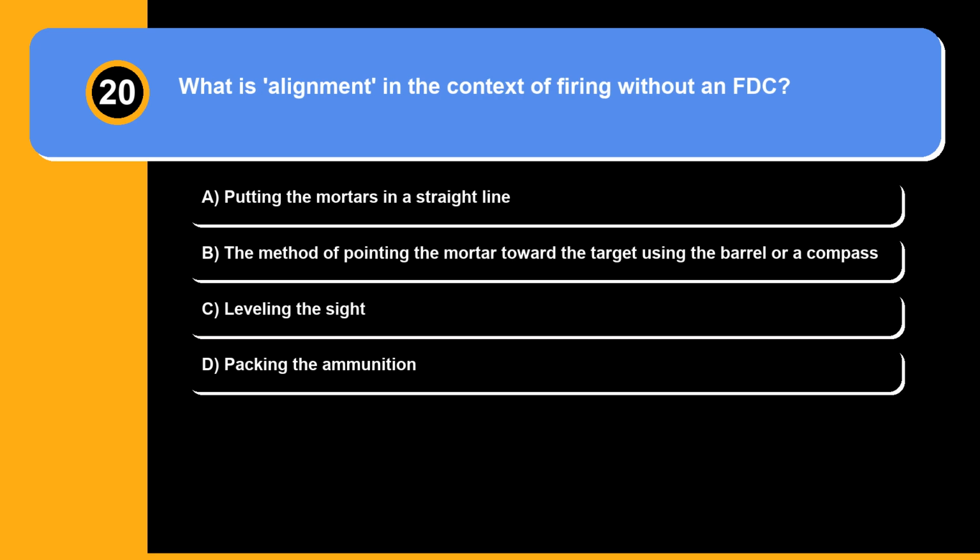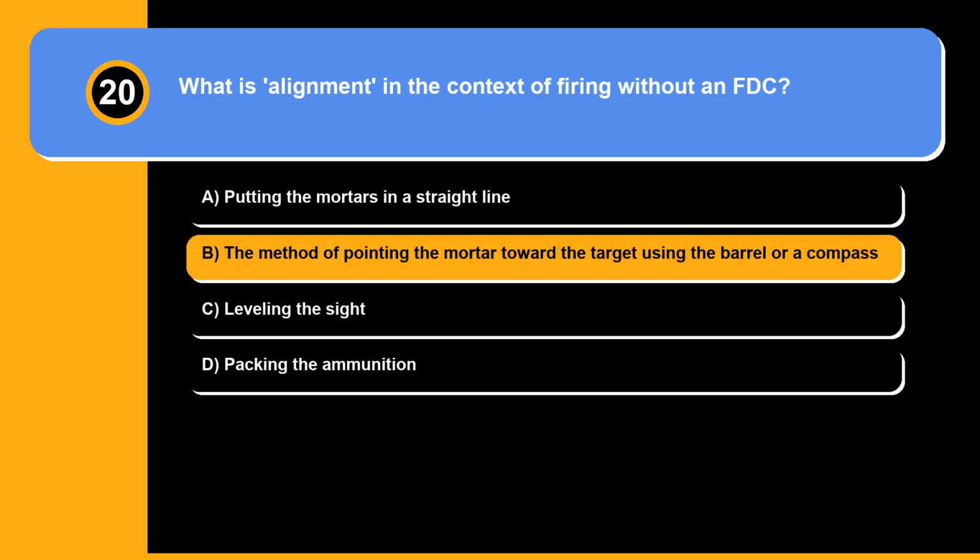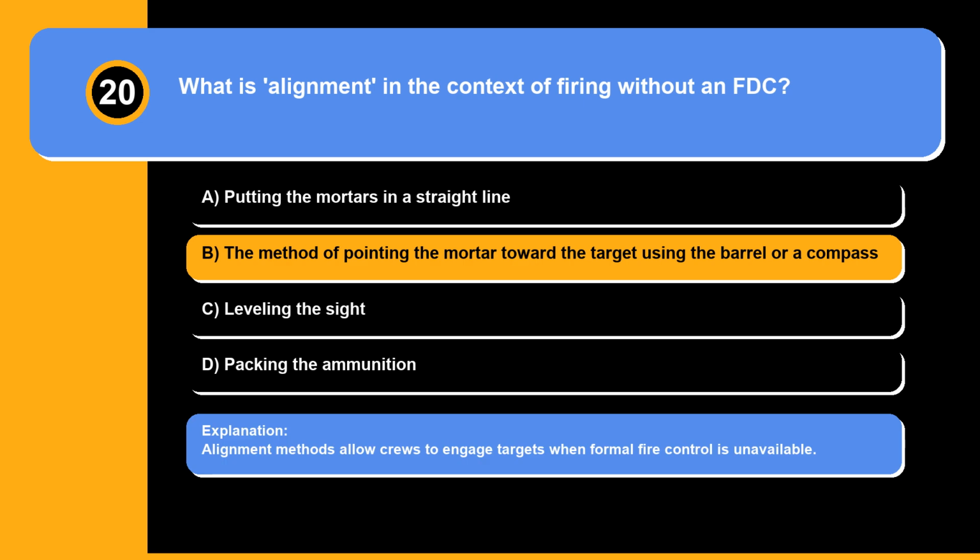Question 20. What is alignment in the context of firing without an FDC? A. Putting the mortars in a straight line. B. The method of pointing the mortar toward the target using the barrel or a compass. C. Leveling the sight. Or D. Packing the ammunition. The correct answer is B. The method of pointing the mortar toward the target using the barrel or a compass. Alignment methods allow crews to engage targets when formal fire control is unavailable.